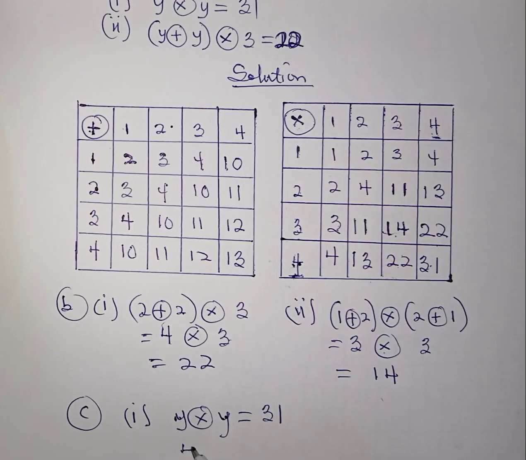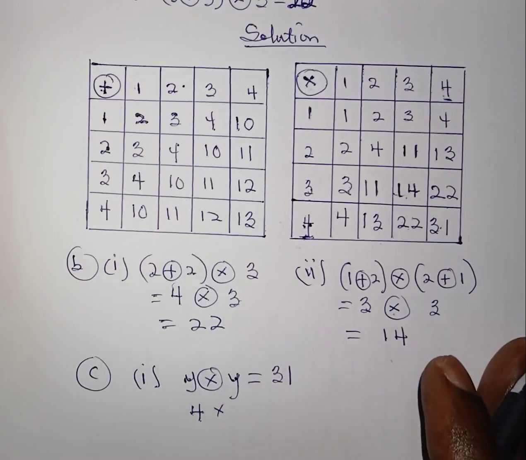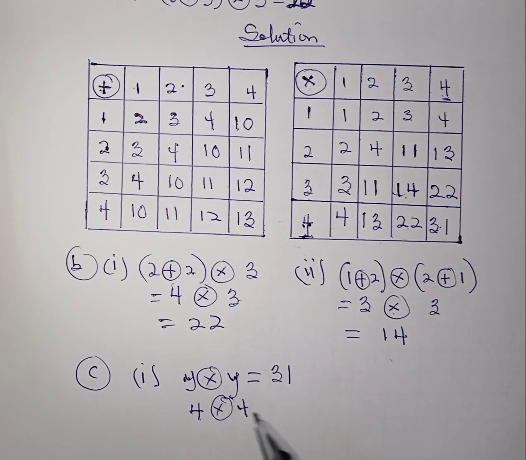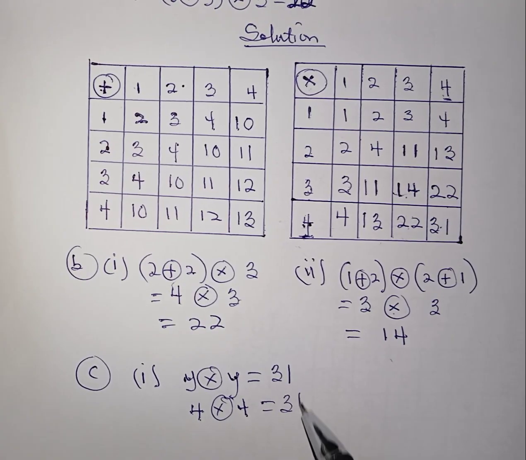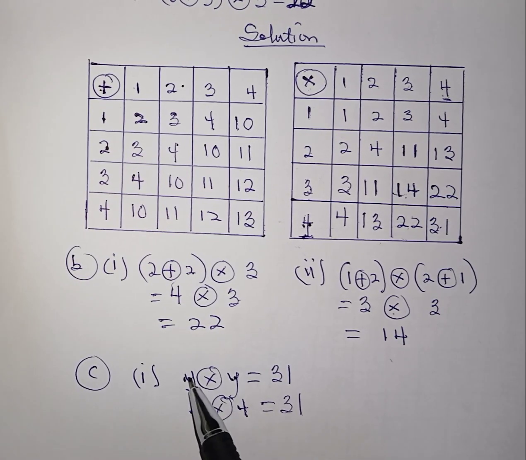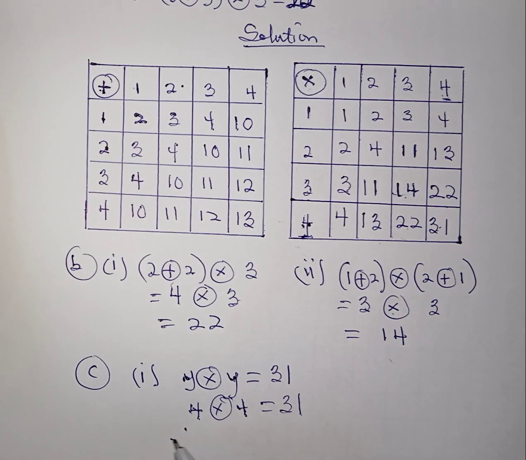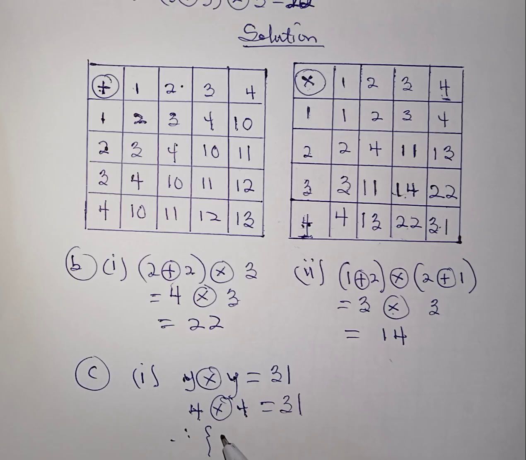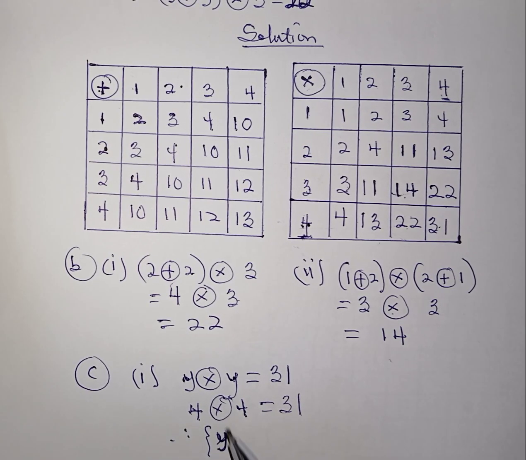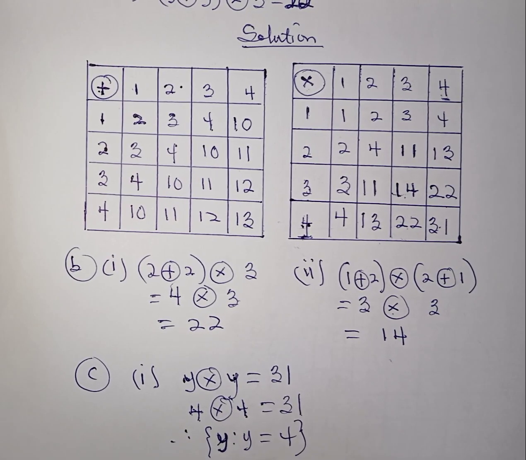So it means that 4 and 4 is the same thing. So when I write 4 multiplying 4, I'm going to get what? 31, because this and that are the same. So that is the only situation that satisfies. Then you conclude that therefore your true set is such that, because you have to find y, y is equal to 4. And that is your true set.